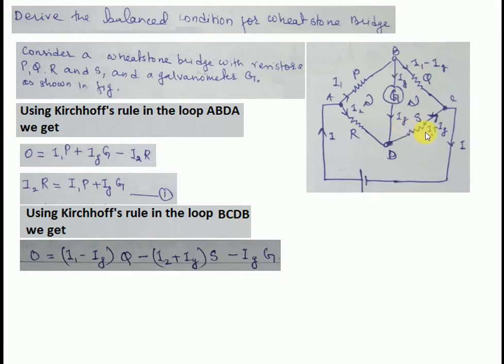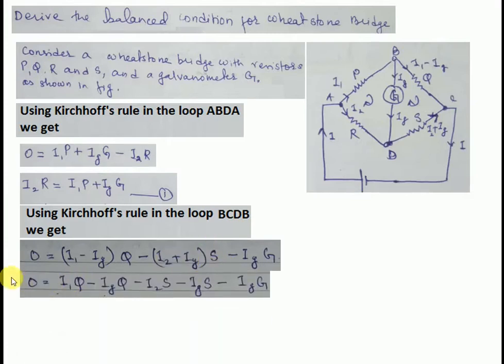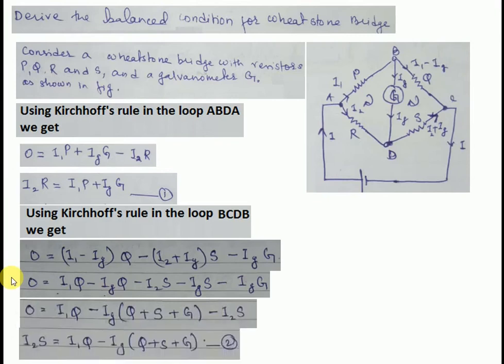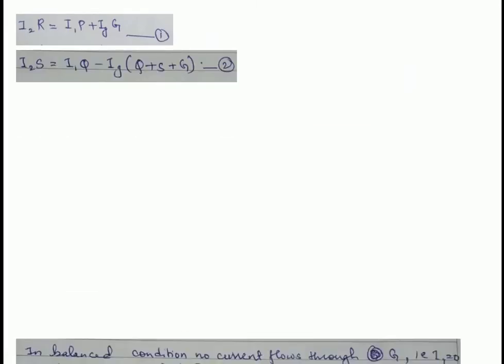And out here in resistance S, the current and the direction of the loop is opposite, so it will be negative (I2 plus Ig) S. So now I'll again simplify this, I'll take I2 this side, so I2S will be equal to I1Q minus Ig bracket Q plus S plus G. Now I'll put the equation together.